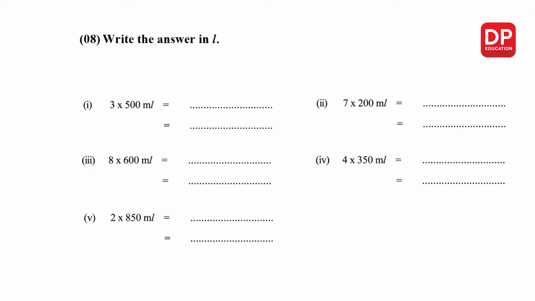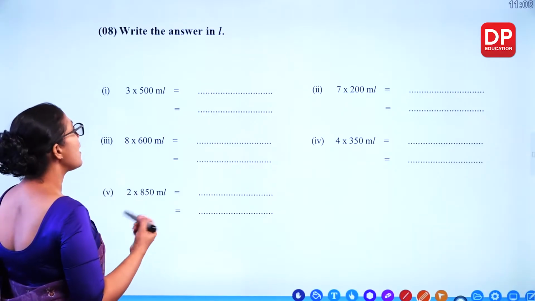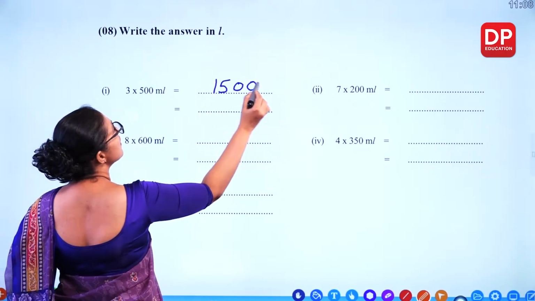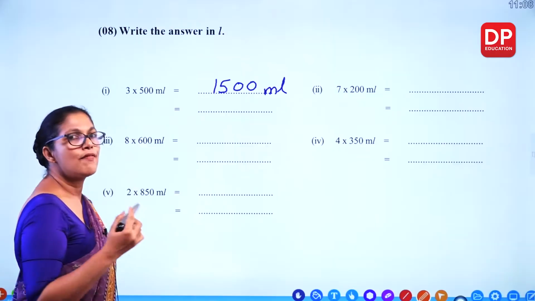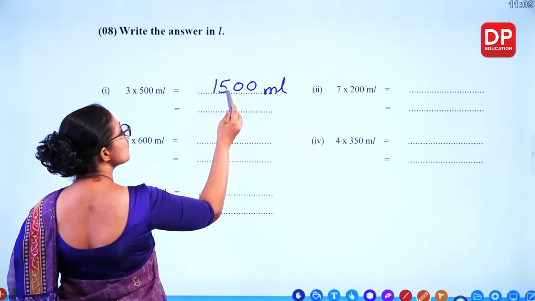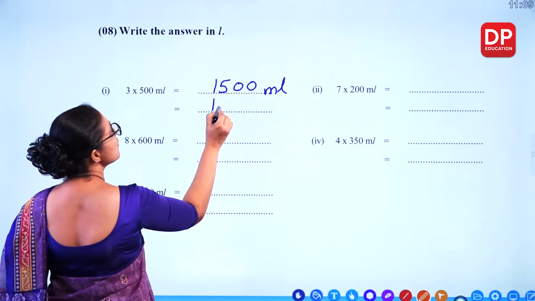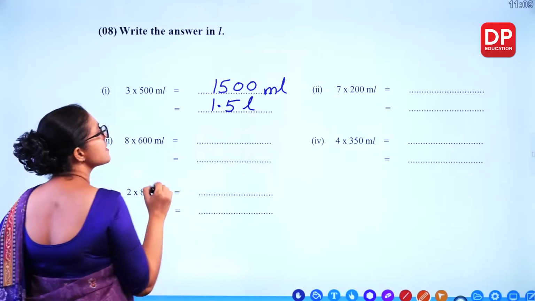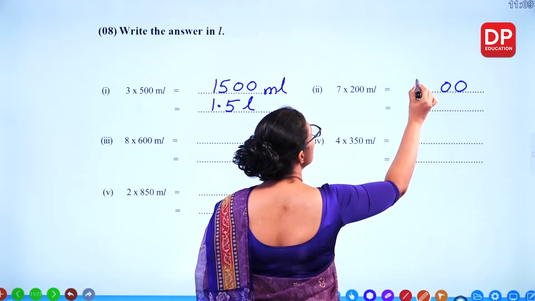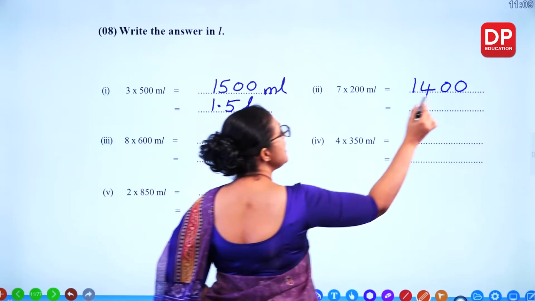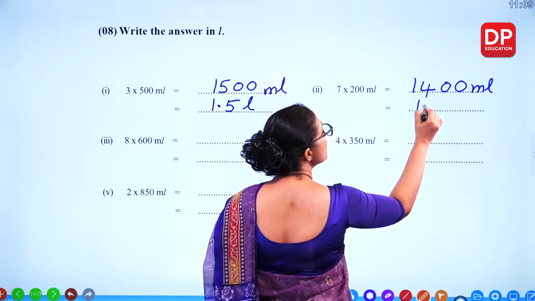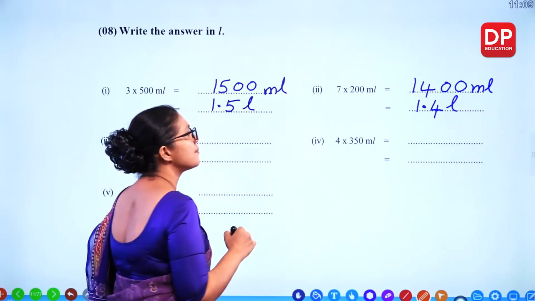Write the answer in liters. So first multiply. 0, 0. 3 times 5, 15. So how you convert to liters at once? Divide this by 1000. Divide this by 1000 means move the decimal place 3 places to left. So you get 1.5 liters. 7 times 200, 1400 milliliters. Divide by 1000. Move the decimal place. You get 1.4 liters.